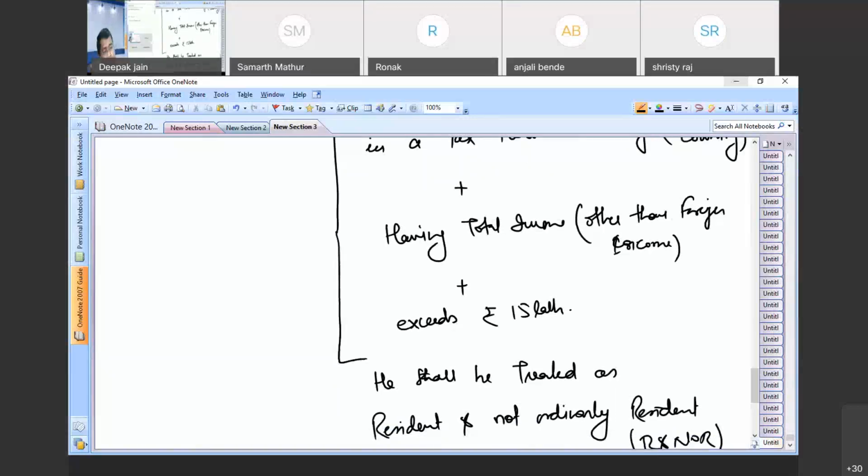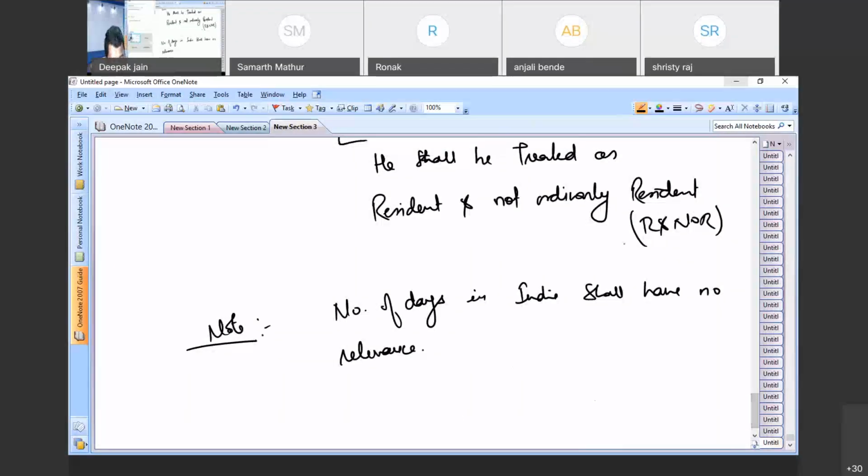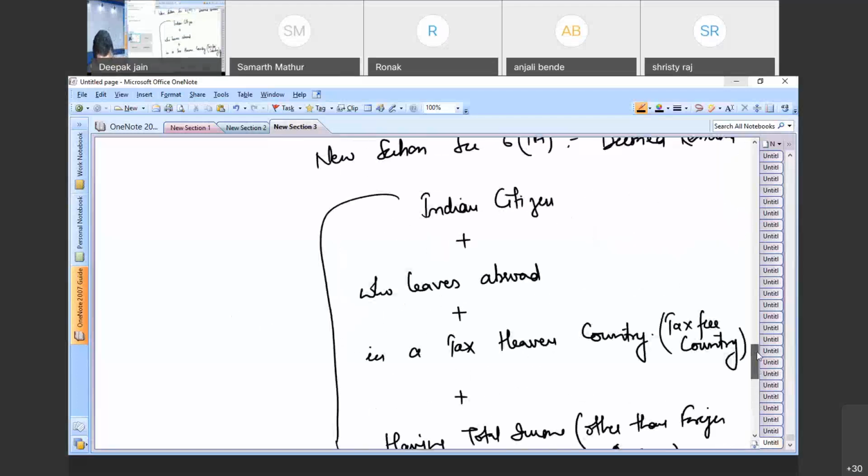Condition number one, repeat again: he must be an Indian citizen. Condition number two, living abroad. Condition number three, in tax haven country. Condition number four, total income other than foreign income exceeds 15 lakh. Then by default the answer shall be resident and not ordinarily resident. Number of days shall have no relevance. So this is a very unique situation where a person shall be treated as resident even if he is not residing in India at all. But for this, all these conditions must be satisfied.